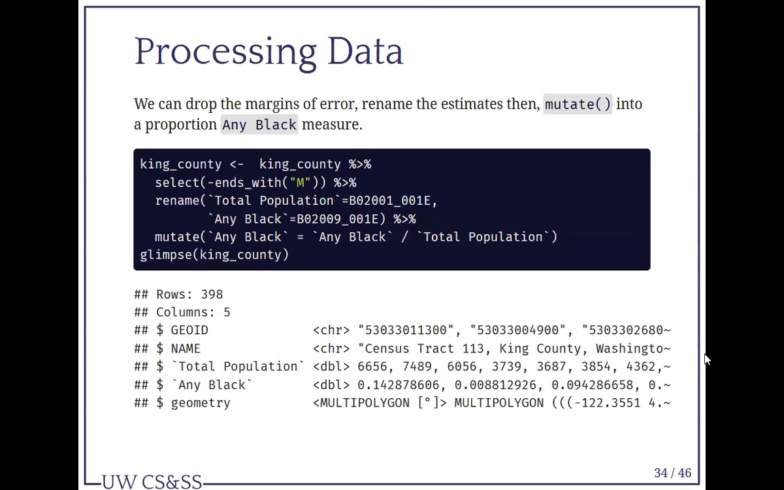So I'm going to process the data. We can drop the margins of error for this case and rename the estimates and then mutate into a proportion of any black. So here we'll get rid of anything that ends with an M. So these are our margins. We'll rename this to total population. And this is going to be anybody who self-reports as being any amount black. And then mutate any_black as a percent of anybody who self-identifies as black divided by the total population so that we can get a percentage.